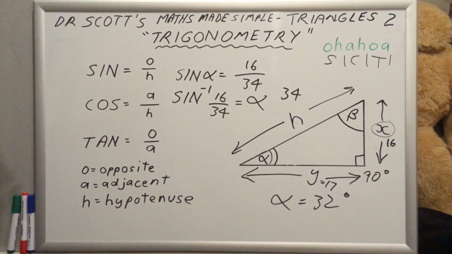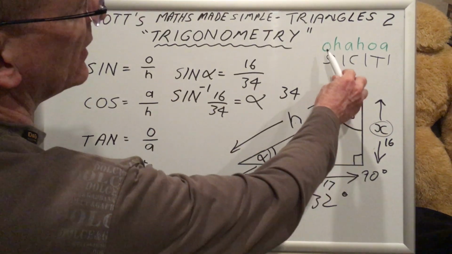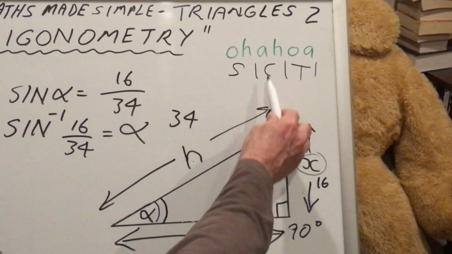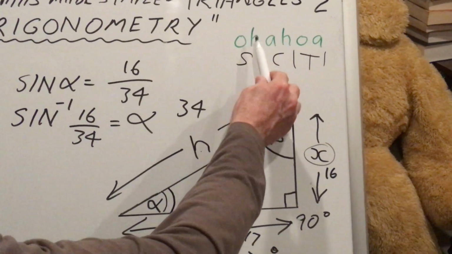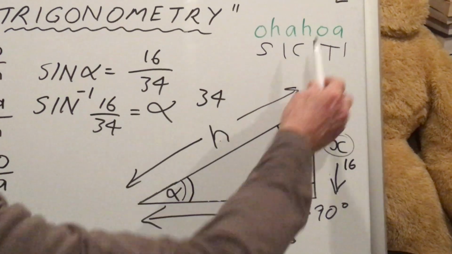Okay, we'll stop there. It's a heavy lesson. The main thing to remember is old horses always hide old age. Sine, cos, tan. Opposite over hypotenuse, adjacent over hypotenuse, opposite over adjacent.